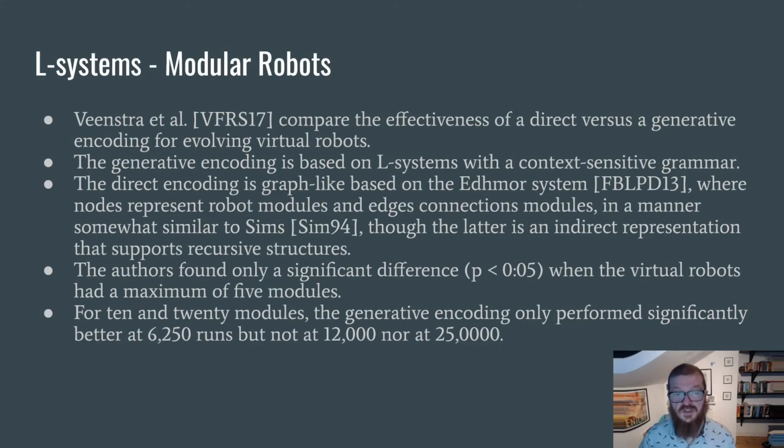The authors note this is a counterintuitive result, as one would expect results to be similar when the search space is similar in size with fewer modules. As the search space is much larger for the direct encoding, it should be on par with the generative encoding, or close to, with fewer modules and lose effectiveness as the maximum number of modules grew.